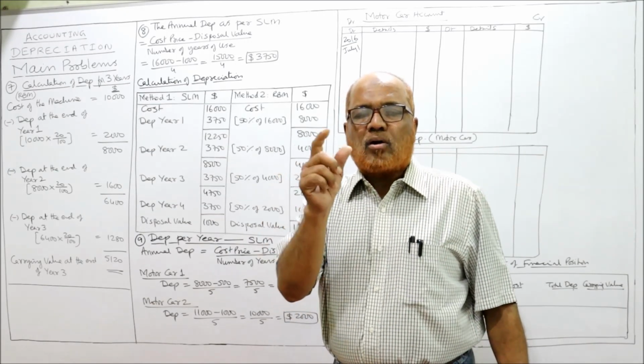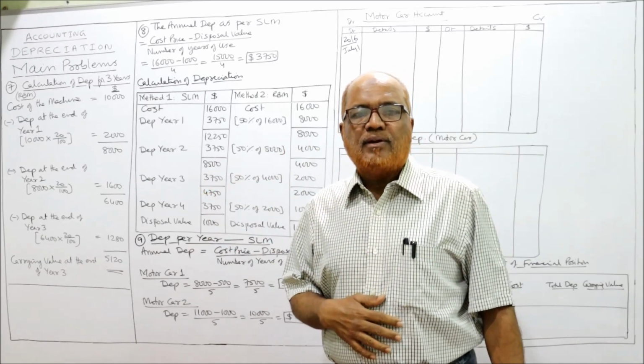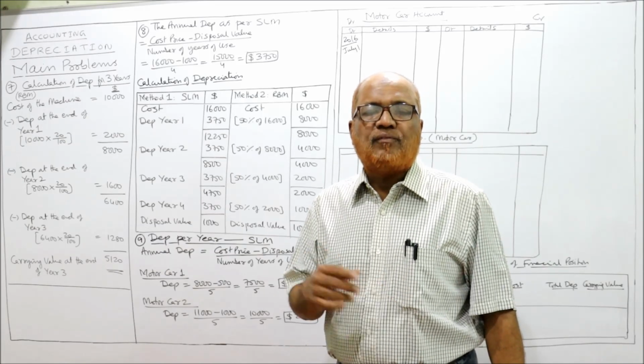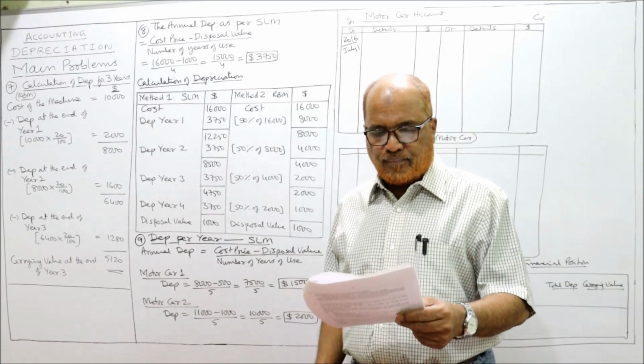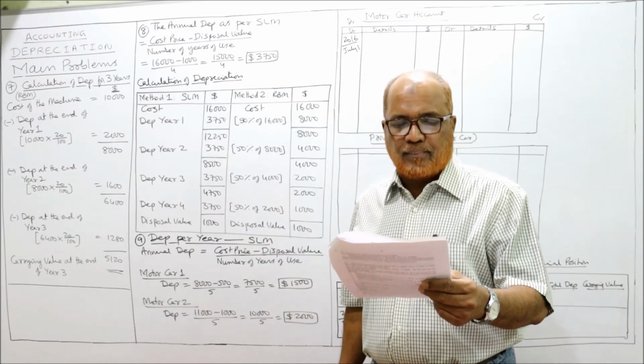Whenever the cost of the asset, disposal value and life is given, we can assume that SLM will be applied. The formula is cost price minus disposal value divided by estimated useful life. Now, they use the straight line method already given.